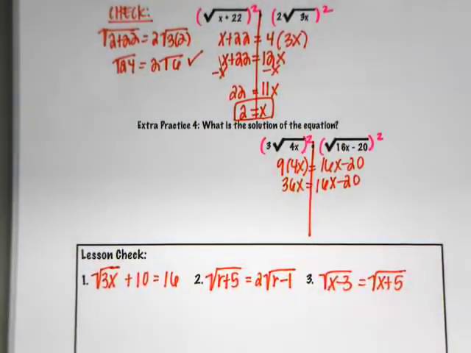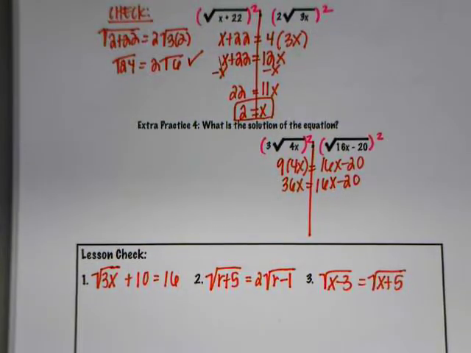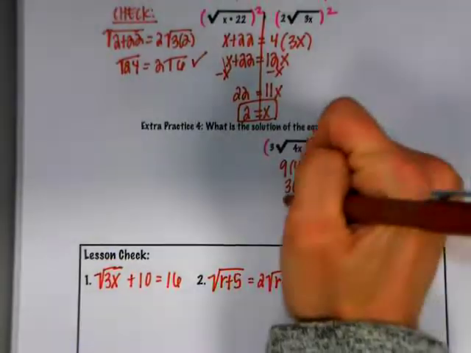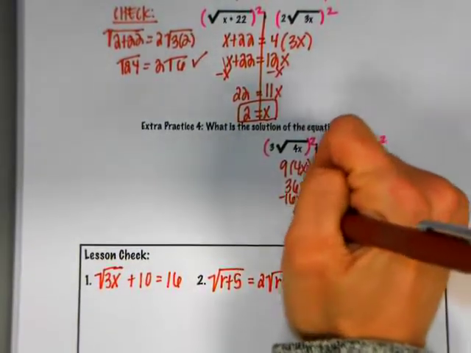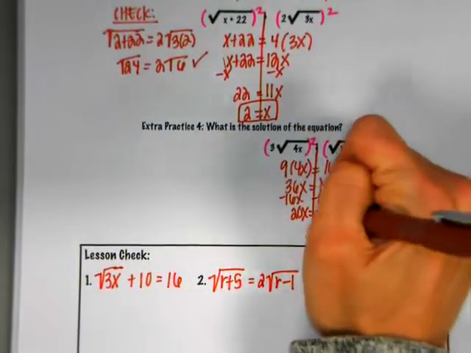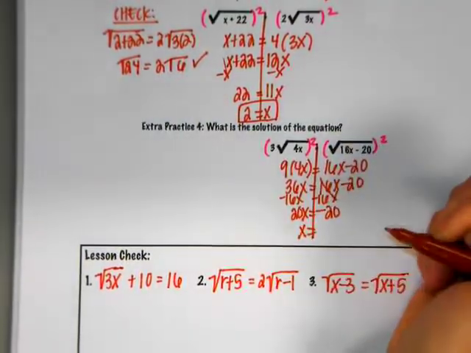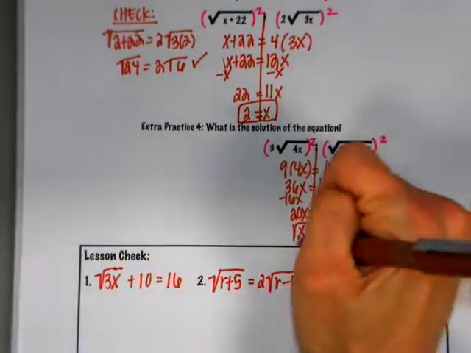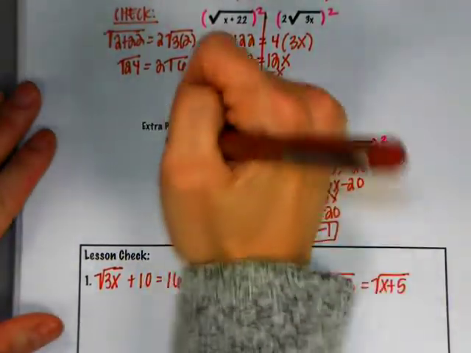Okay, then what do I do next? Yep, minus 16x. So you get 20x equals negative 20. So what does x equal? Negative 1. Okay.